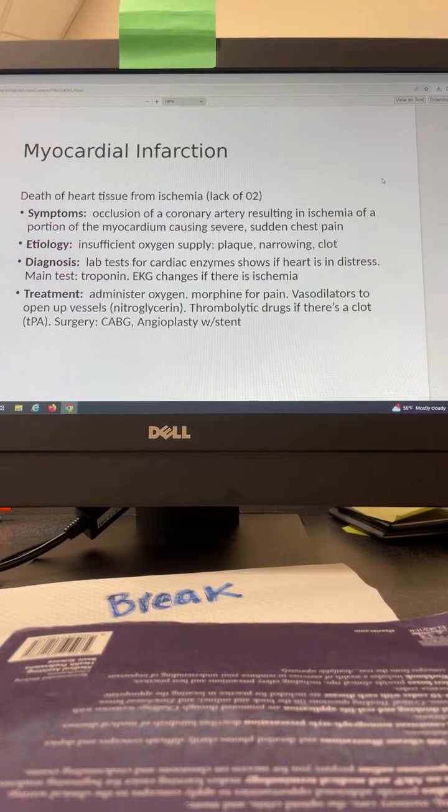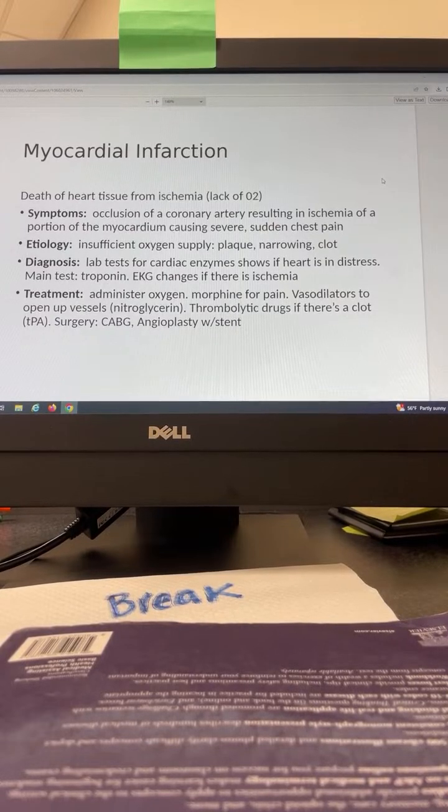All right, myocardial infarction. This is a heart attack. This is the medical term for a heart attack. And this is similar to CVA. This is referring to the death of the heart tissue due to ischemia, which is the lack of oxygen. Okay, so a CVA is death of brain tissue due to ischemia as well, the lack of oxygen.